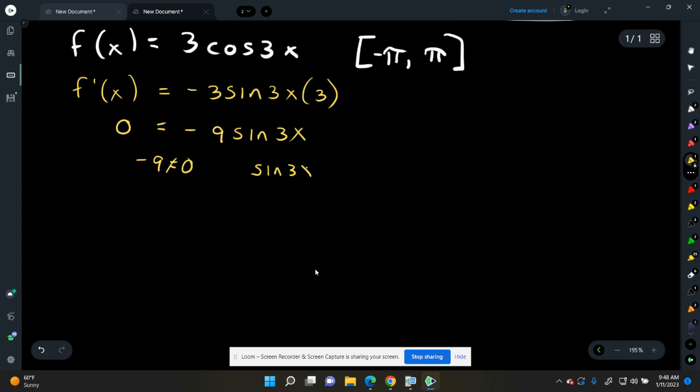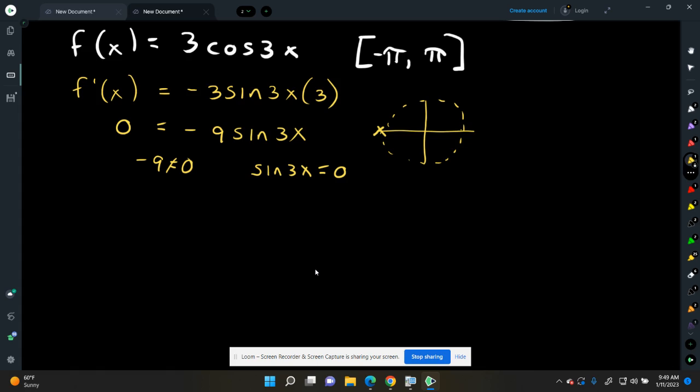Sine 3x equals 0. Now, where is a sine function equal to 0? At pi. And at 2 pi. So negative pi to pi, right? So that's going like this, right? So not at 2 pi, because 2 pi is not in this interval. It's the same spot, but what else do we call that spot? 0. So it's at pi, pi and 0. And by the way, pi and negative pi are the same spot, right?